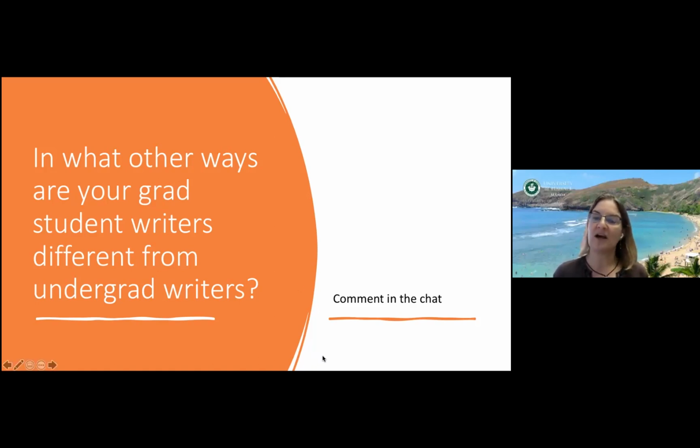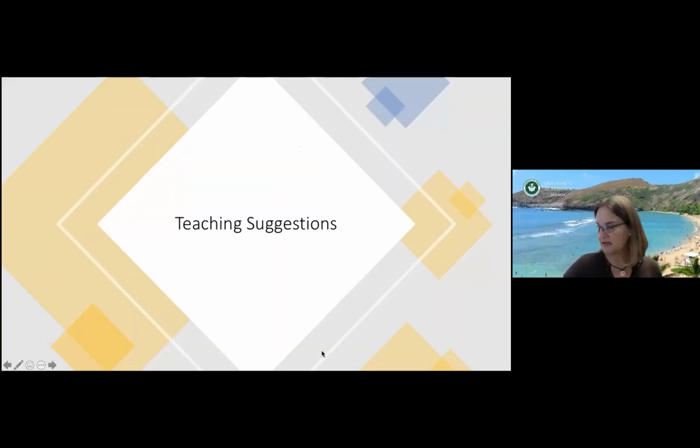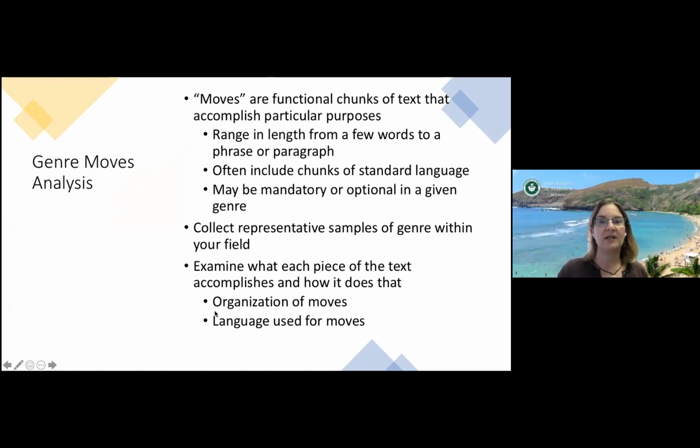Okay, so moving on, feel free to keep adding your thoughts. Here are just a few teaching suggestions, and I'm going to get you engaged a bit now. We are going to do a genre moves analysis, which is a really helpful way for students to start studying the kinds of texts that they need to write. Because we don't have textbooks that walk you through doing this for the most part. So what you need to do is actually find the models of the text that you're going to write and study how is it done?